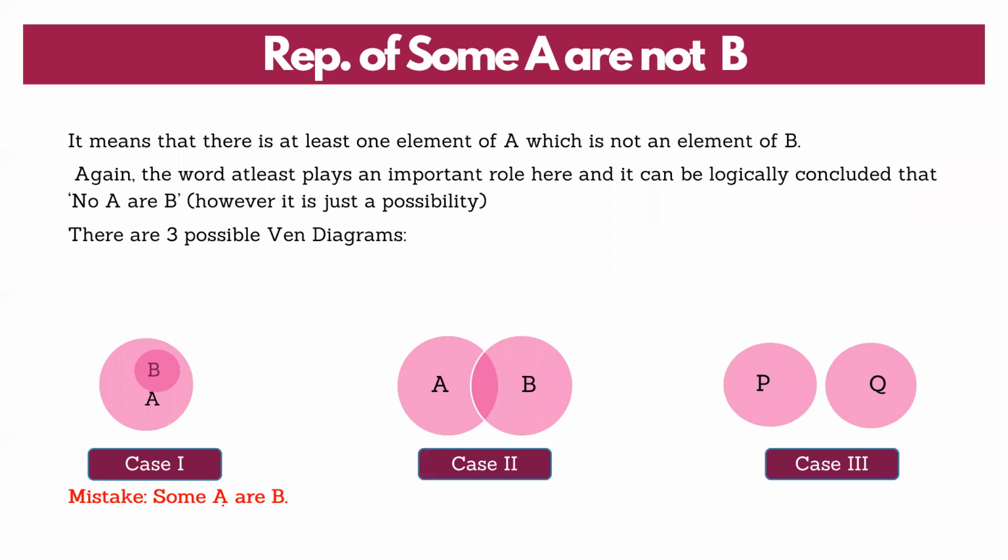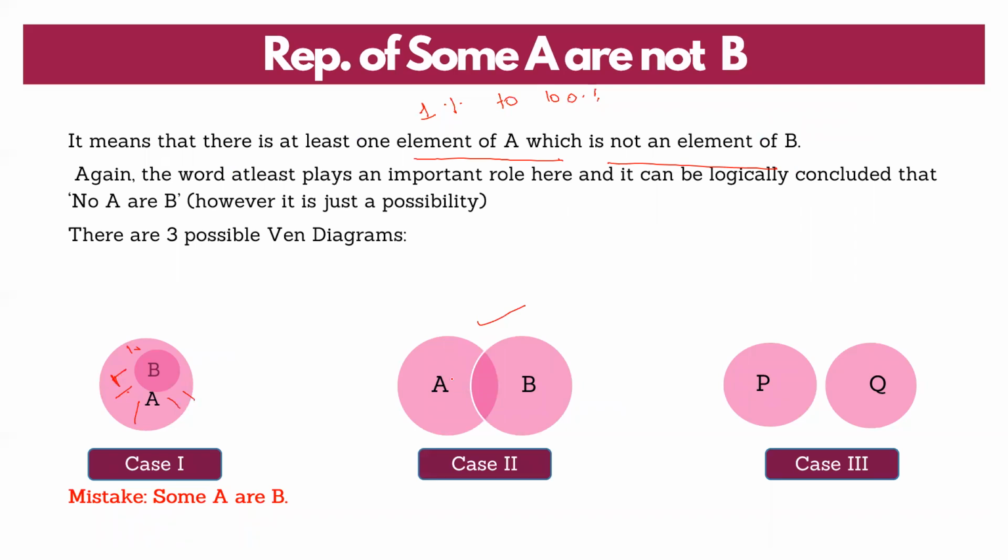Next is representation of "some A are not B". It means that there is at least one element of A which is not an element of B. What we are saying is that at least one element of A is not an element of B. At least one means from 1 to 100, anything is possible, right? So at least one element of A is not an element of B. There are three possible things. Case number one, B lies inside A. So the part that lies outside the circle B is the part which we say "some A are not B". This again is one diagram, "some A are not B".